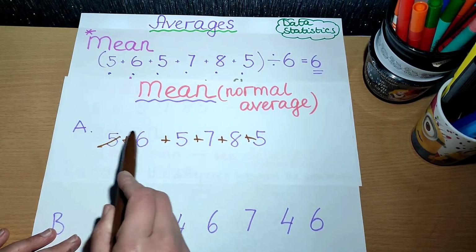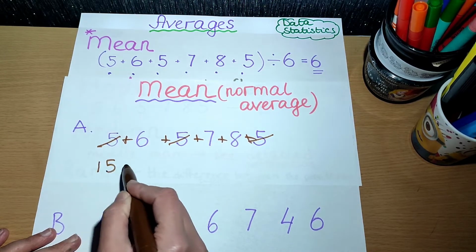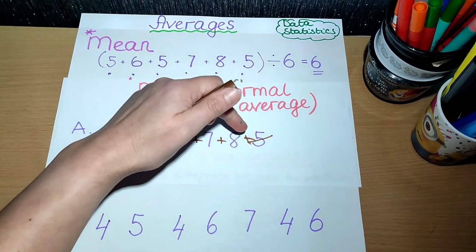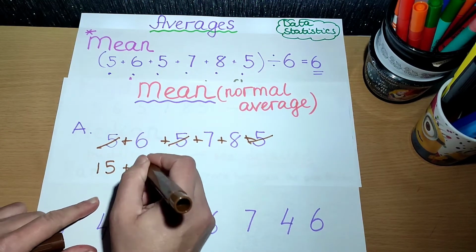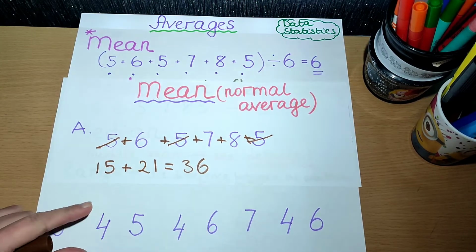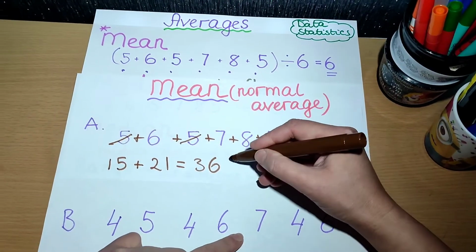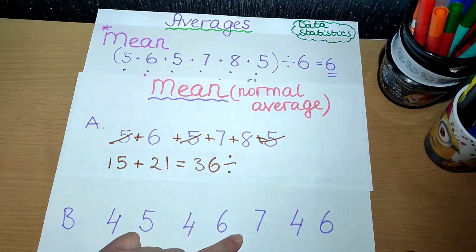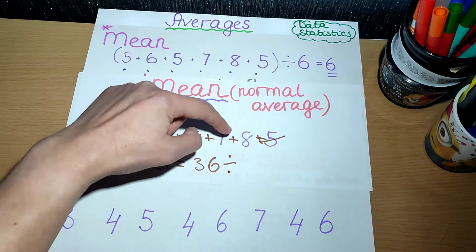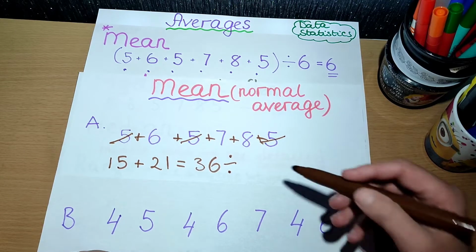We have 5, 5 and 5, which is 15. And then we have 6 and 7, which is 13. And we're adding 8, which is 21. So we have 36 biscuits all together amongst 6 children. So we're adding them together first, and then we're dividing it by the number of children, by the number of actual digits. 1, 2, 3, 4, 5, 6. There were 6 children. We have 6 numbers, so we're dividing it by 6.